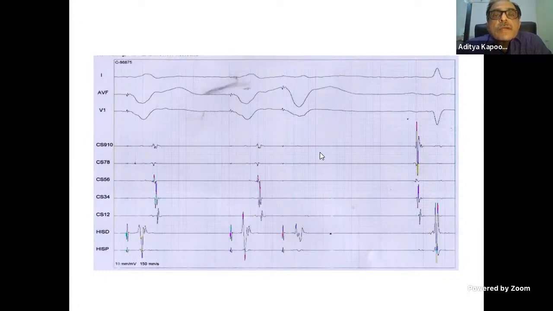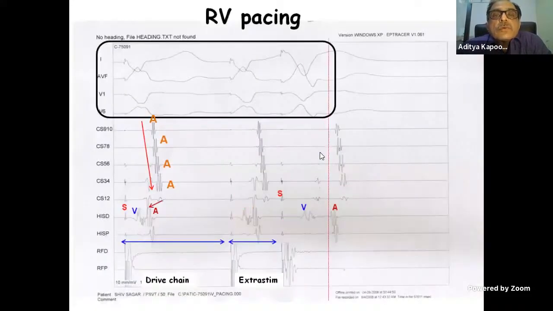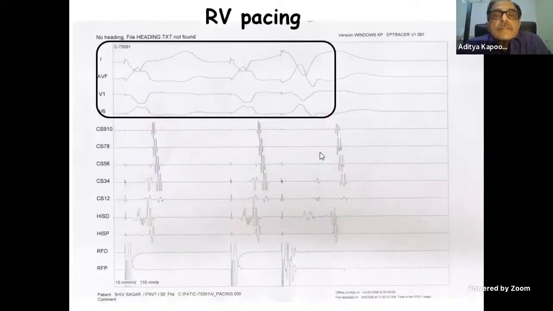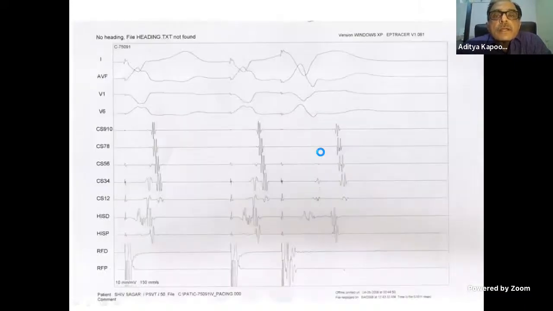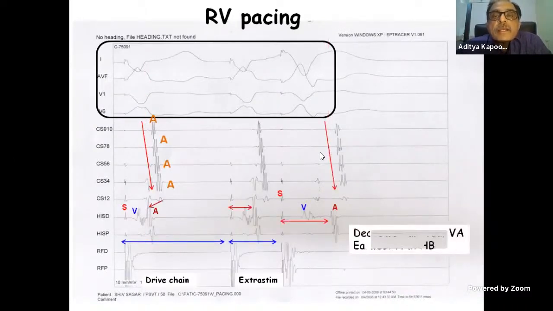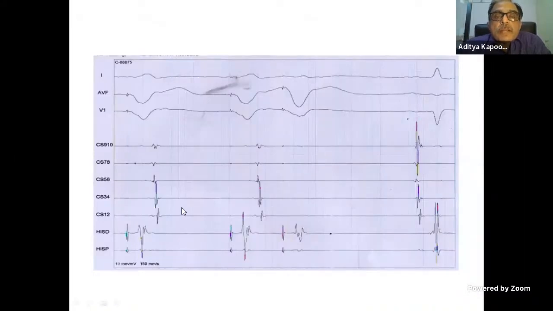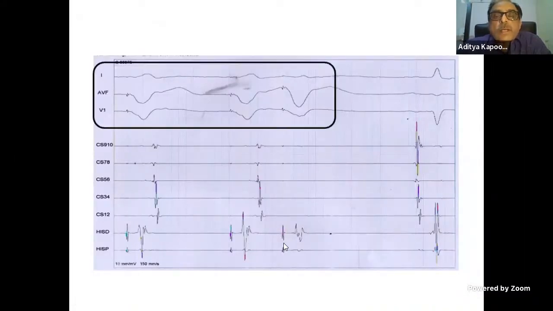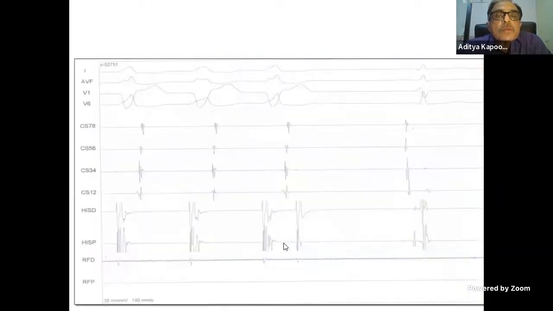So over here, if I go back to this one, by this tracing you can identify nodal conduction, which is decrementing. The last extra stimulus has generated an A. And as you keep on bringing down this interval, bringing down the prematurity of this interval, you will reach a VAERP.